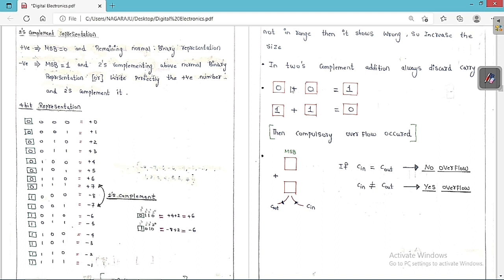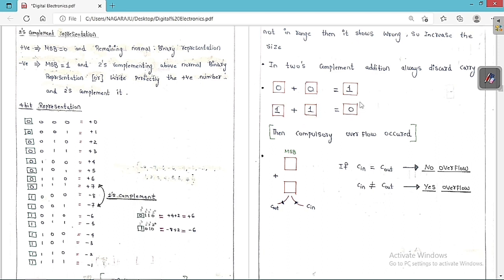Look clearly here, a small concept. Suppose 0 plus 0, and suppose you get a 1. This is a sign bit, and this is also a sign bit. So the two sign bits are positive. If positive and positive, then definitely you should get a positive. But if you got some 1, some negative number, then you will see what happens. Similarly, suppose a negative number and a negative number. If you add, definitely you should get a negative number.